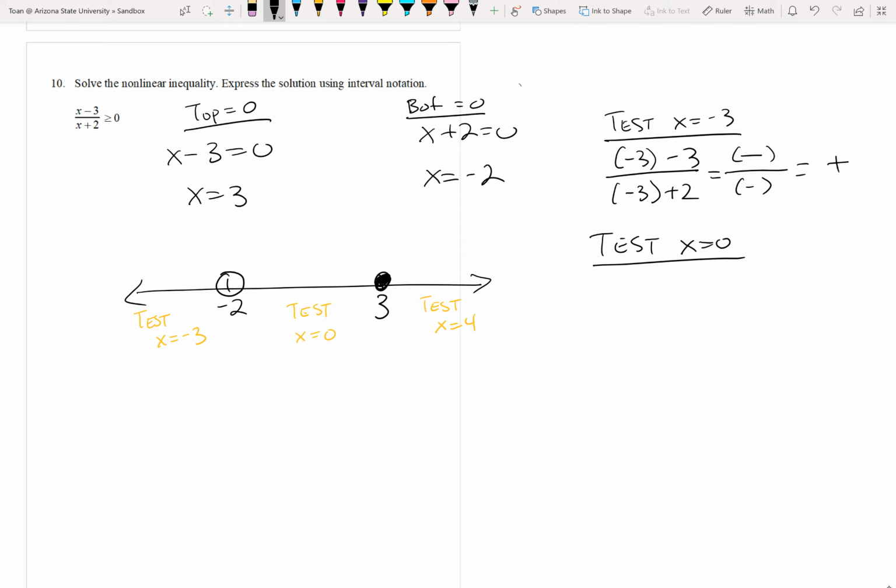So for the other two numbers, I'm not going to show my work. I'm just going to fast forward and tell you what the answer is. But I hope you understand what I'm doing. All I'm doing is taking these test numbers and plugging them into the original inequality. So if you do the same thing with x equals 0, you're going to get a negative. And if you do the same thing with x equals 4, you're going to get a positive. So I'm going to put those symbols up here.